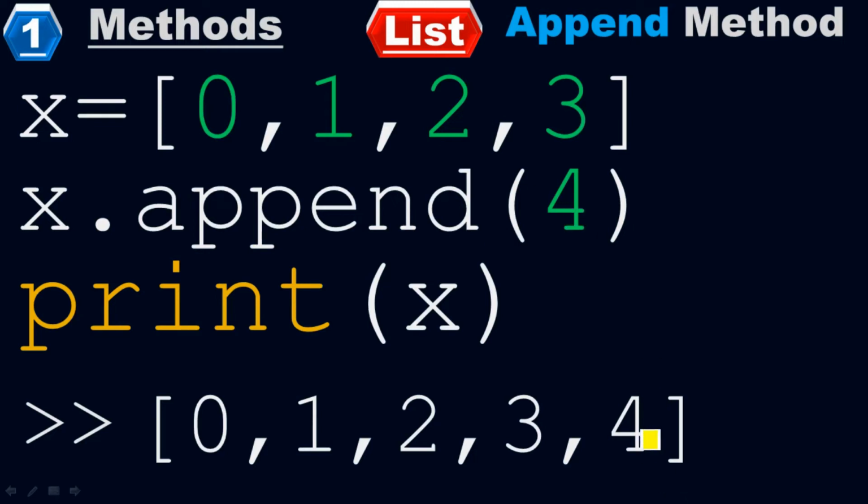Therefore, we got an extra element in the output now. So we have 0, 1, 2, 3, 4. We have a total of 5 elements now in the output because we added an extra element with the help of the append method.